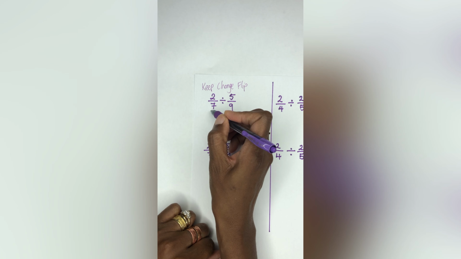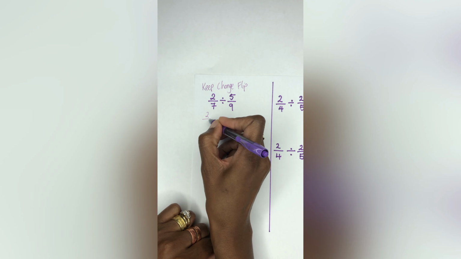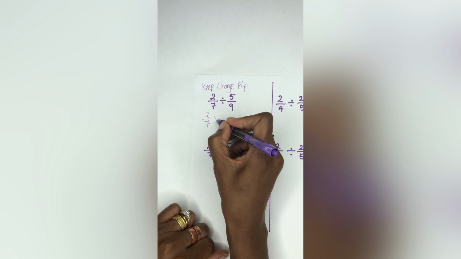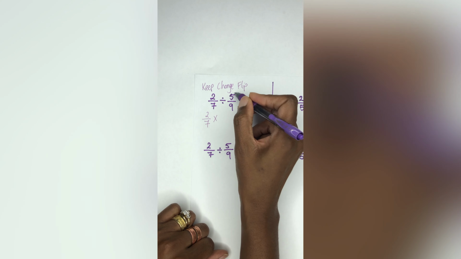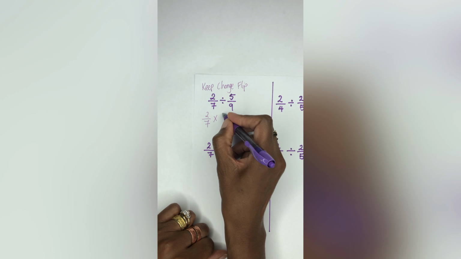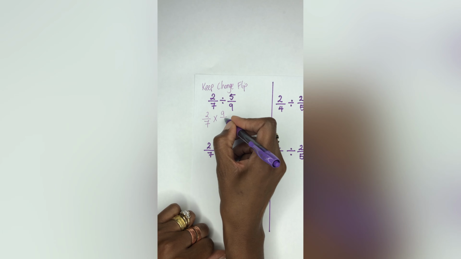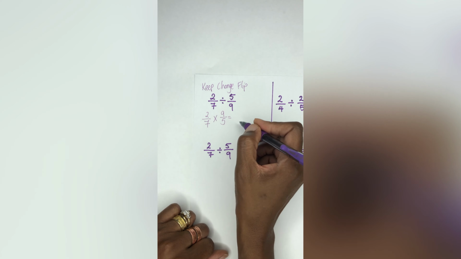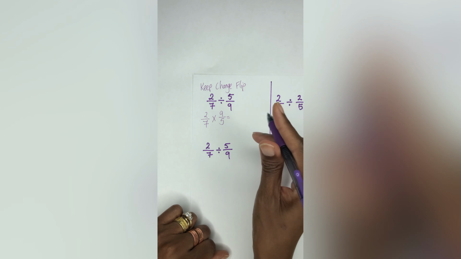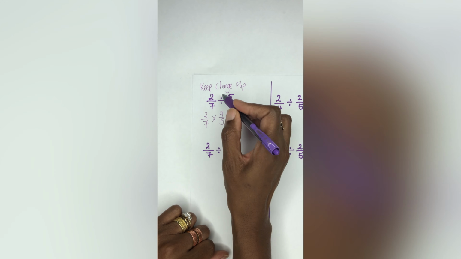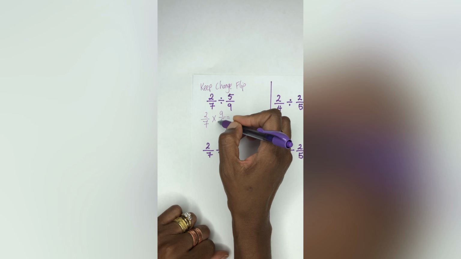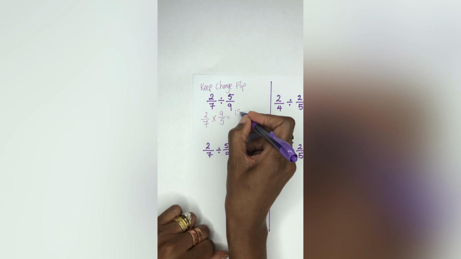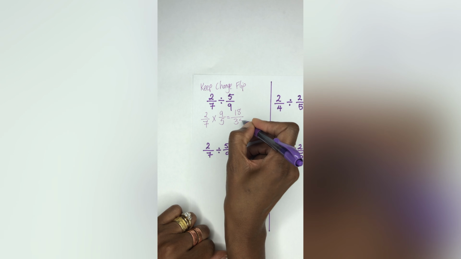You keep the first fraction, which is 2/7. You change the sign to a multiplication, and then you flip or reciprocate the last fraction, which is going to become 9/5. Then you go straight ahead and multiply across. So you don't have to find any LCM. That's a good thing about multiplying them and dividing them. So the division turns into multiplication when you use the KCF method. So 2 times 9 is 18, 7 times 5 is 35.